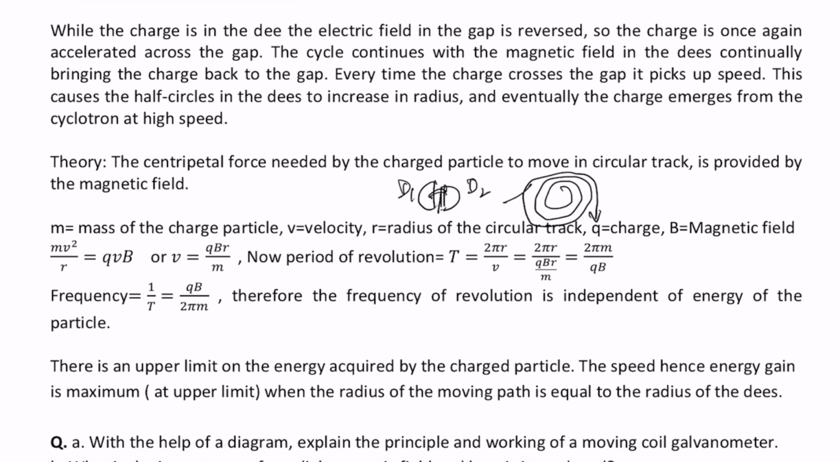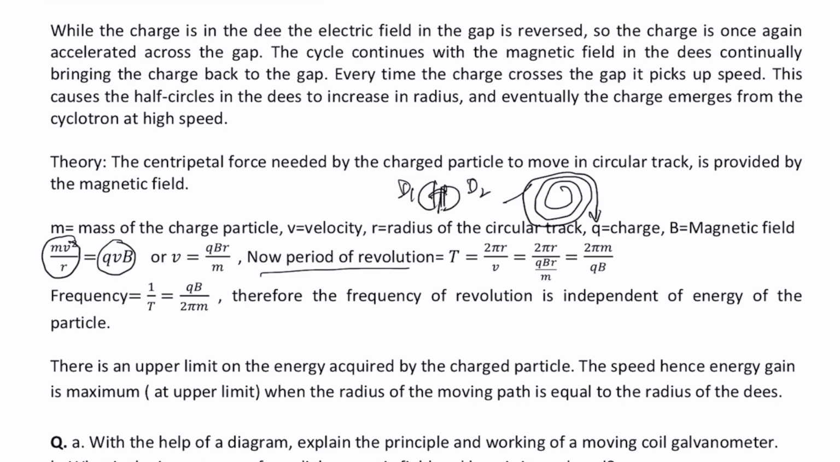Okay, so what is the physics behind it? The centripetal force required to move in circular motion is provided by this magnetic force. Q into V cross B means QVB, correct? So this is how we can find out the velocity of the particle, which is equal to this.